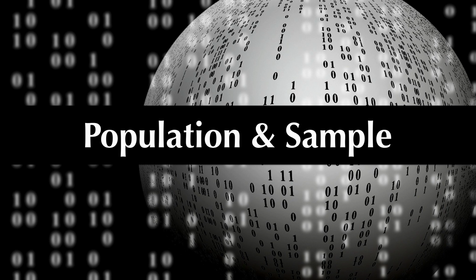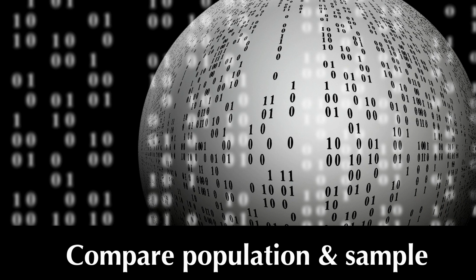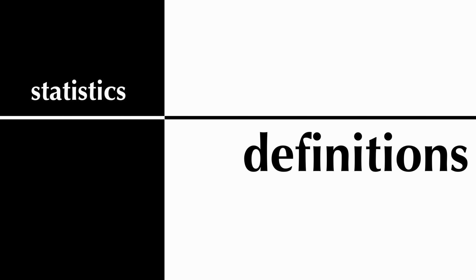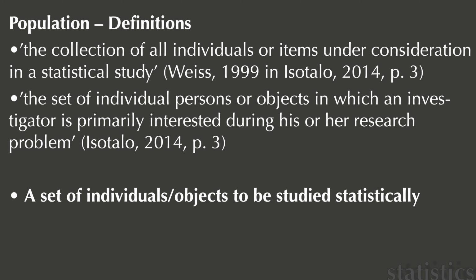This video is on population and sample. It's going to compare the statistical concepts of population and sample. First, some definitions. For population, it's the collection of all individuals or items under consideration in a statistical study. A complementary and similar definition, but just to give you more definitions than less, it's the set of individual persons or objects in which an investigator is primarily interested during his or her research problem.